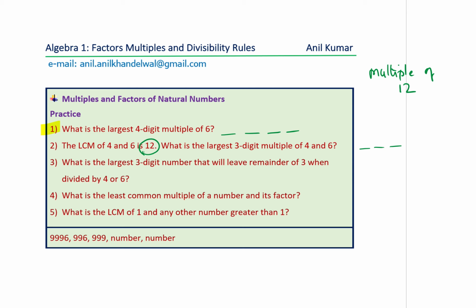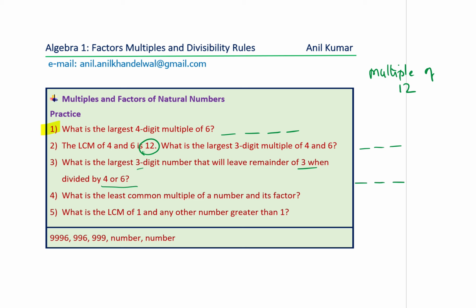Now, the question number 3 is, what is the largest 3-digit number that will leave remainder of 3 when divided by 4 or 6? So this time, remainder is required 3, and you're looking for the largest 3-digit number. However, that is not the multiple, right? It is 3 more than the multiple. So very tricky question, correct? Think about it and answer.